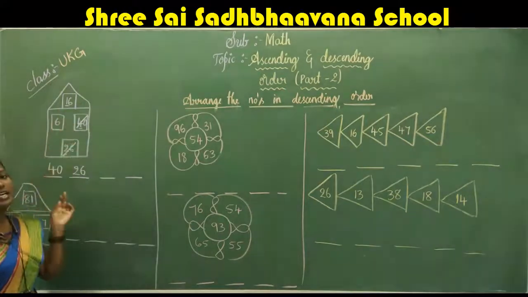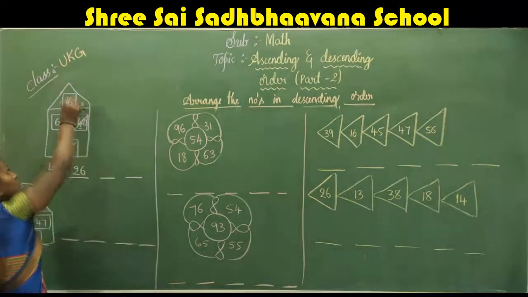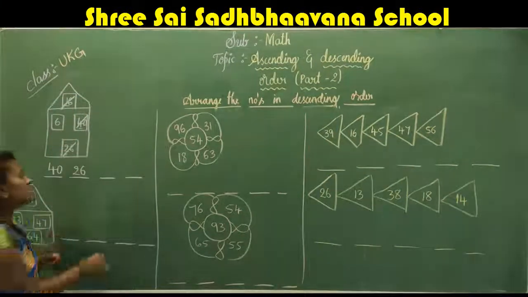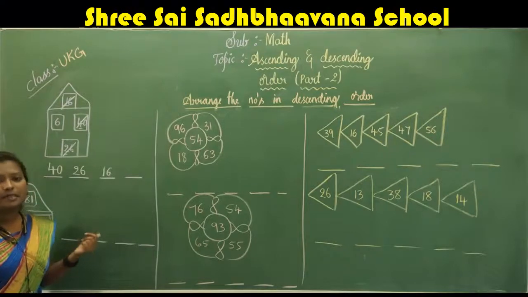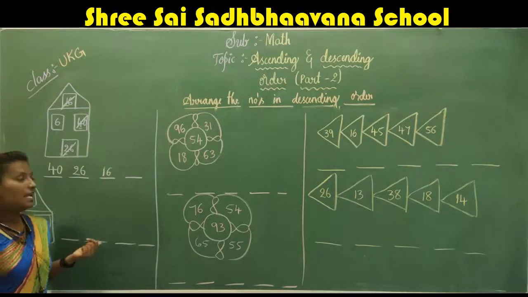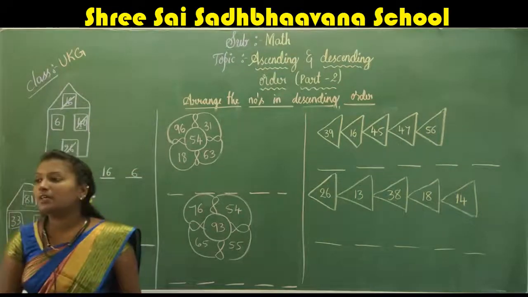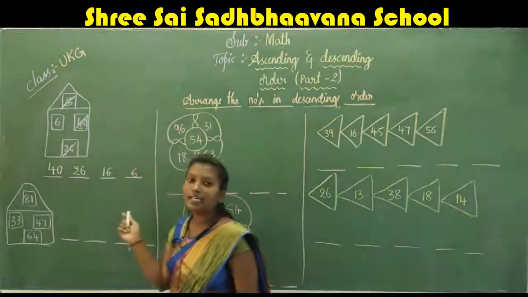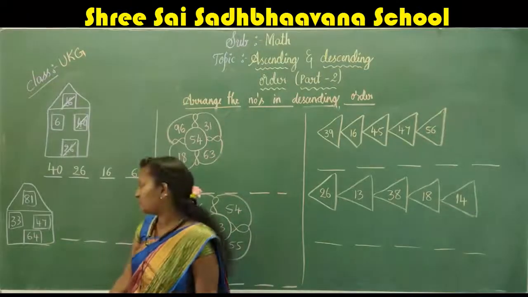Next, here 16 is a 2-digit number, so 16 is the biggest number. That number 16 we write in the third place, because 16 is bigger than 6. And last, number 6. 6 is the smallest number, that's why we write it in the last place. Next, we'll go for the next one.